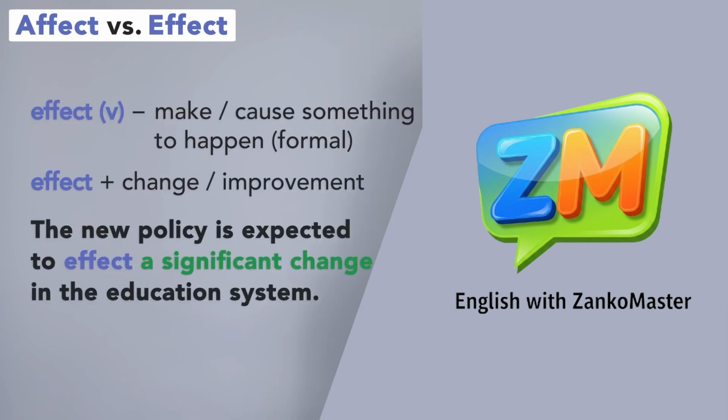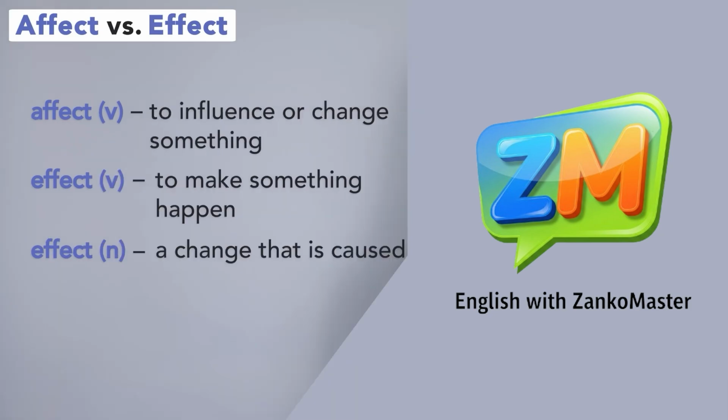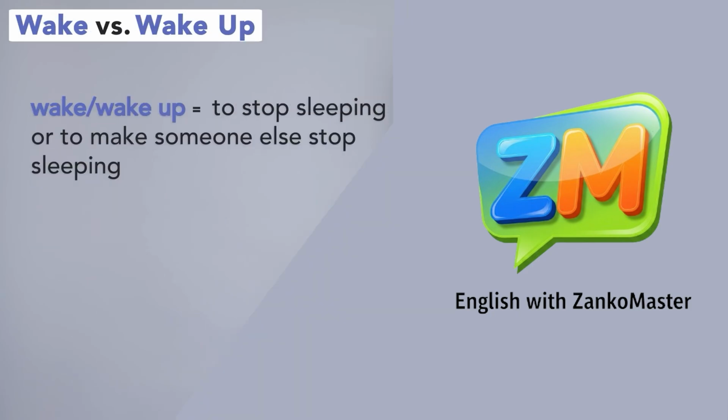See the difference? But we're not finished, because effect with an E can also be used as a verb. To effect something means to make or cause something to happen, and it's formal. It collocates strongly with nouns like change and improvement. For example, the new policy is expected to effect a significant change in the education system, to cause a change. To sum up, affect with an A means to influence or change something. Effect as a verb means to make something happen, and effect as a noun refers to the change that is caused.